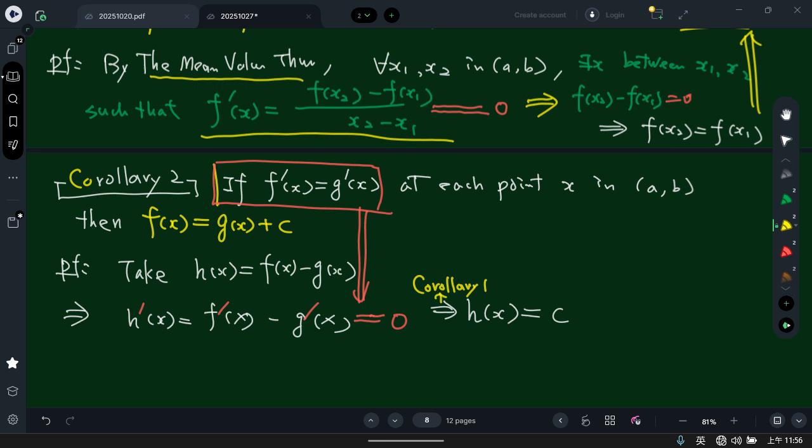So that we can continue to conclude that f of s minus g of s is equal to c. So that finally f of s is equal to g of s plus c.